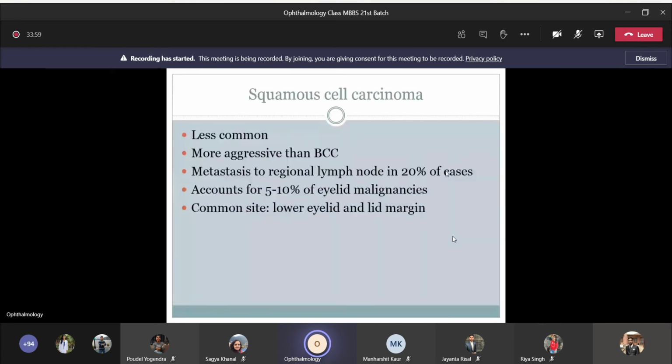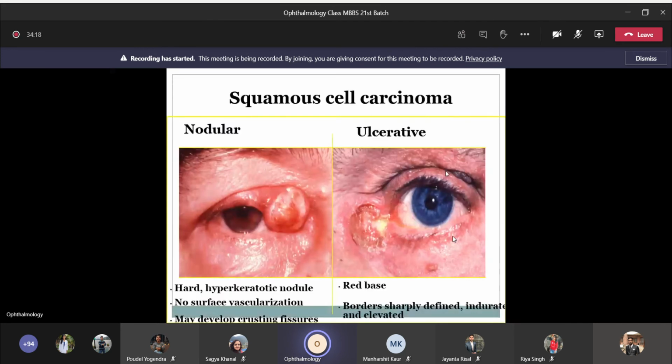Now, squamous cell carcinoma is less common, but it is more aggressive than basal cell carcinoma. It metastasizes to regional lymph nodes in 20% of cases. It accounts for 5 to 10% of eyelid malignancies. The most common site is lower eyelid and lid margin. It's of two types, nodular and ulcerative.